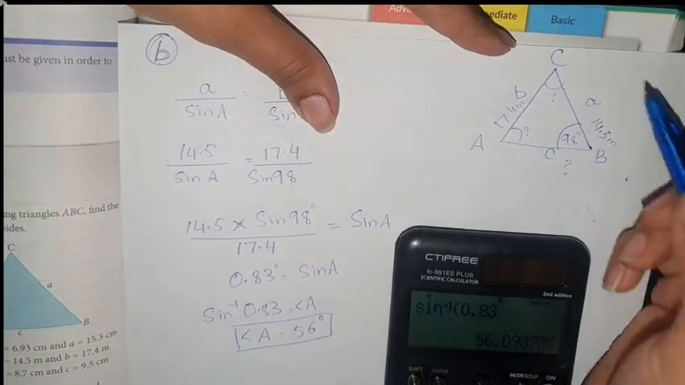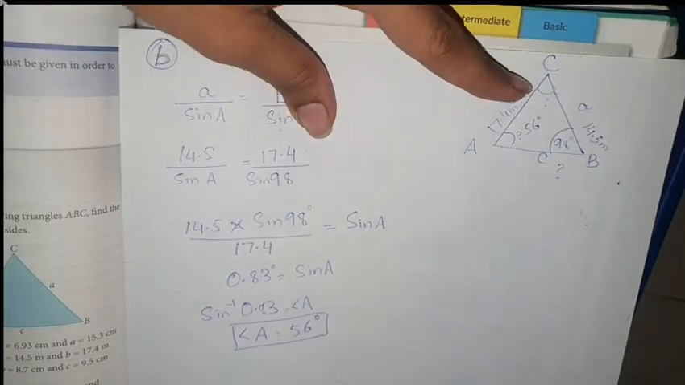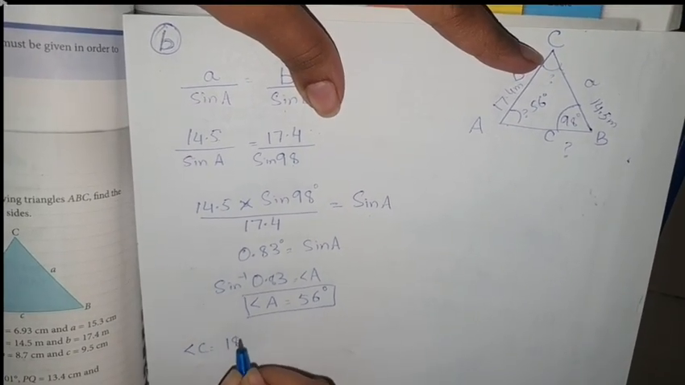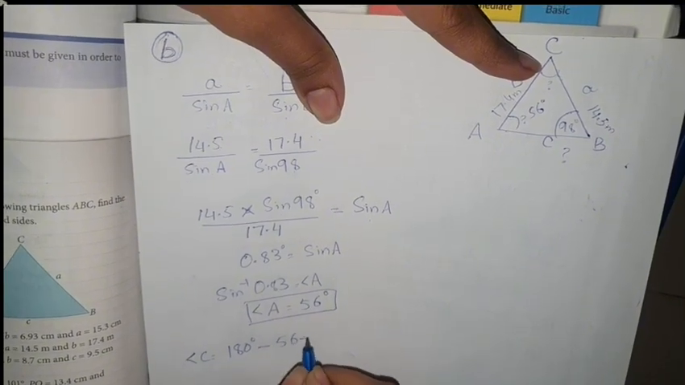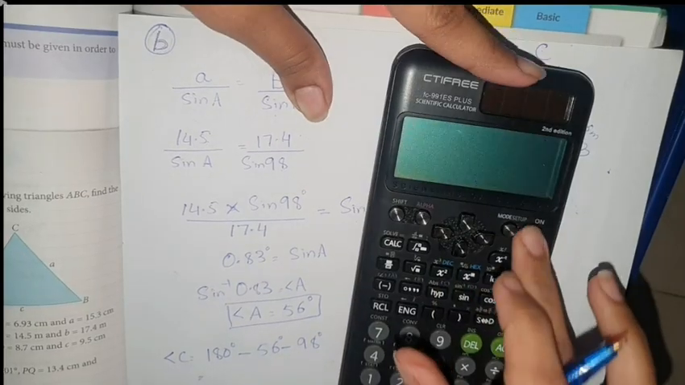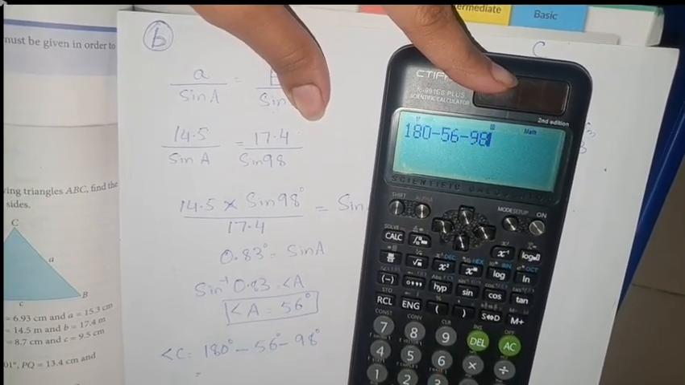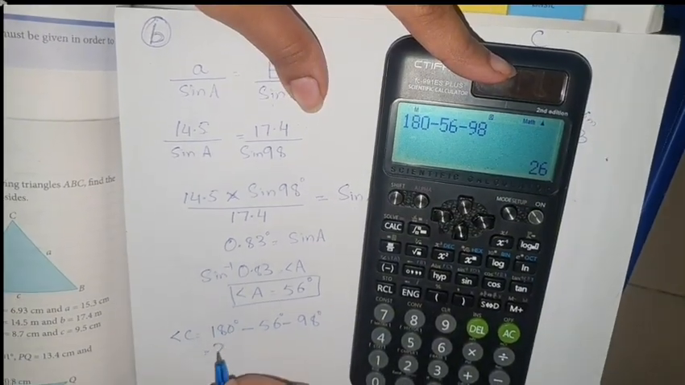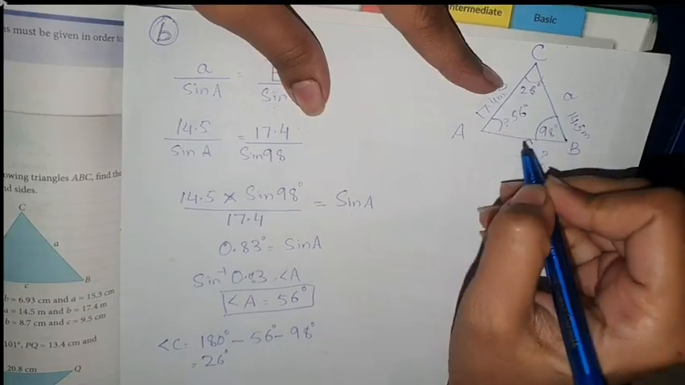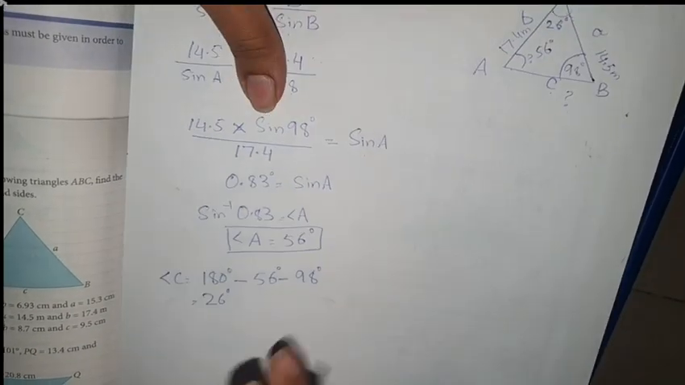Now we know this is 56 and this is 98. So what can we do to find angle C? Angle C is equal to 180 degrees minus 56 and minus 98. Very simple, just subtract 180 degrees minus 56 minus 98. So this is equal to 26 degrees. Angle C is equal to 26 degrees. Now we have found all the angles, only side C is left, so we have to compare.